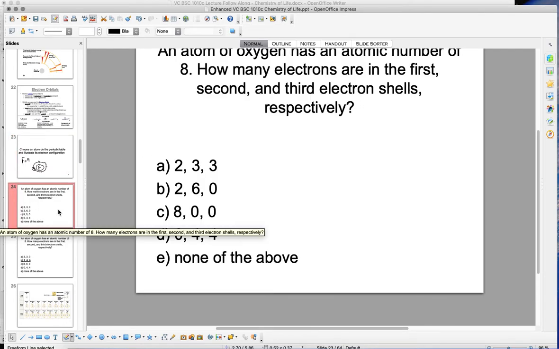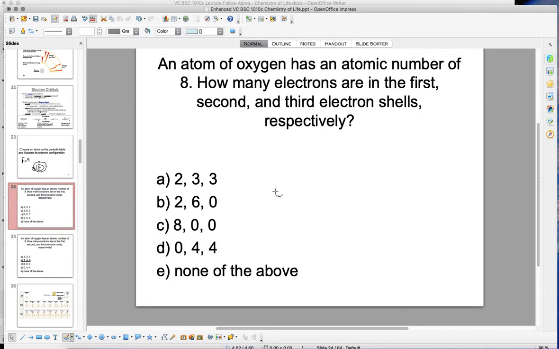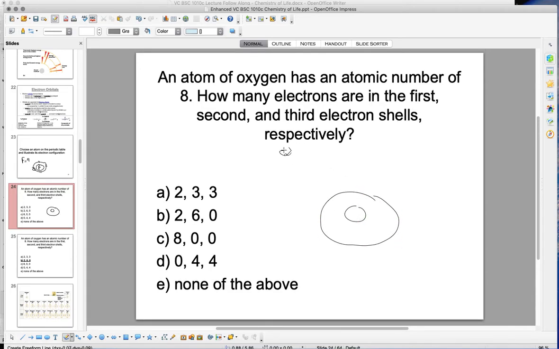Okay, so we've got a couple questions here, and then we'll go do our follow-along guide. An atom of oxygen has the atomic number of 8. How many electrons are in the first, second, and third shells, respectively? So oxygen is going to be equals. Sometimes it lets me write more than 1, sometimes it doesn't. I don't know why. So oxygen is 8.